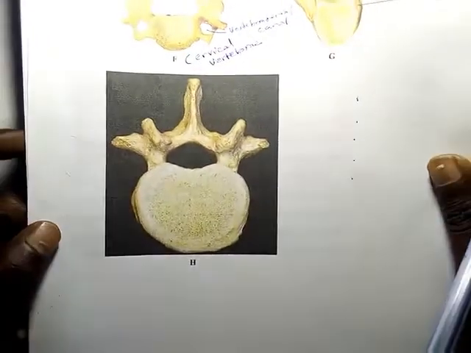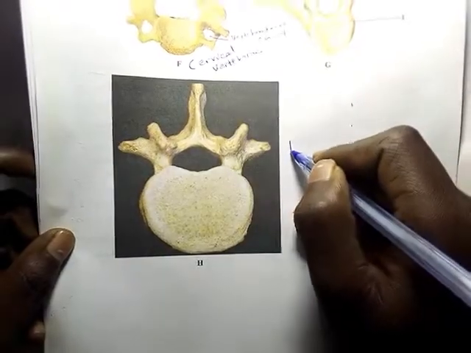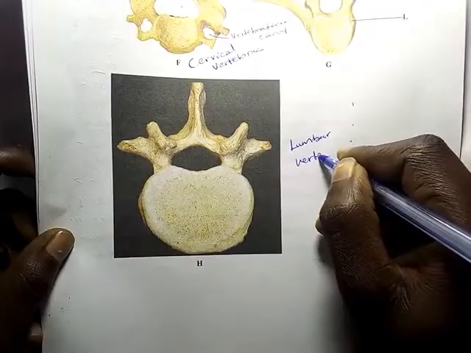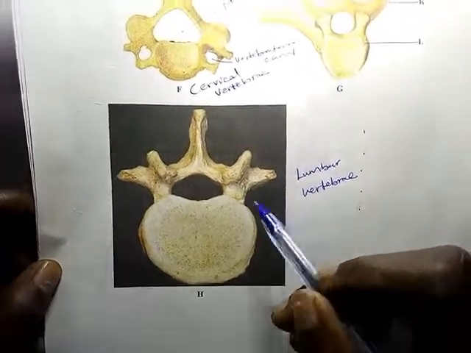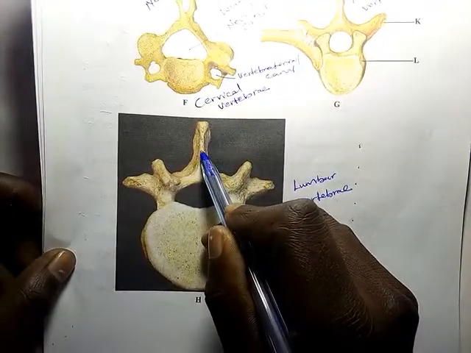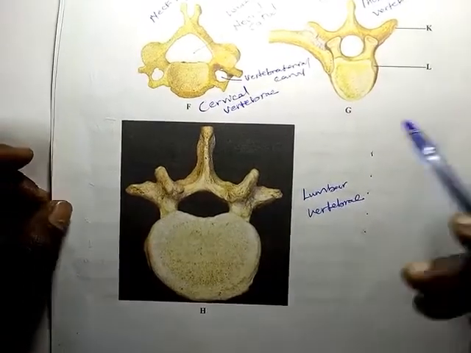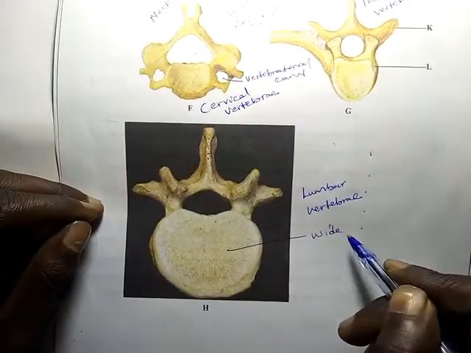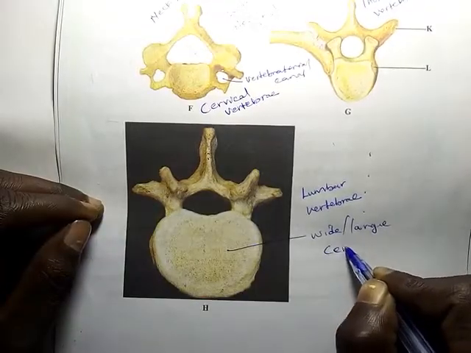Now we go for H, this is lumbar vertebrae. Lumbar vertebrae, because first of all, it has a long neural spine, and also has a wide and large centrum.